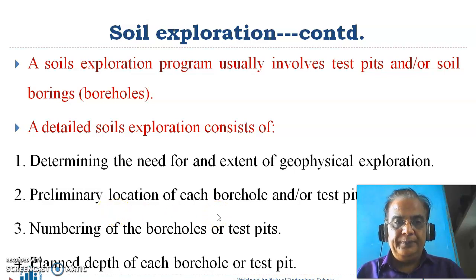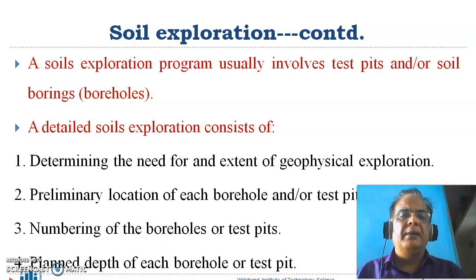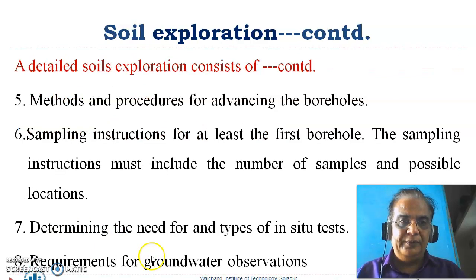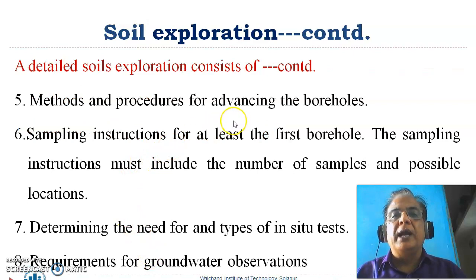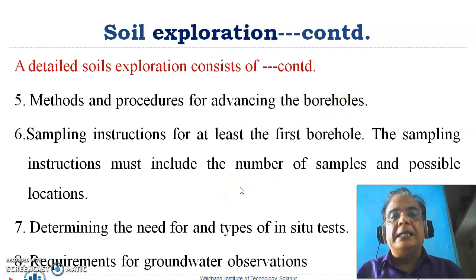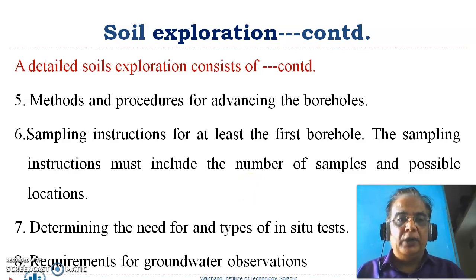This is also important. Location of borehole. Then numbering of the boreholes or test pits. So you should give numbers to each borehole because there are number of boreholes or test pits. Then plan the depth of each borehole or test pit. So you should decide beforehand what should be the depth of borehole. Then methods and procedures for advancing the boreholes. So methodology which you are going to employ for taking boreholes. Then sampling instructions for at least first borehole. So you should give sampling instructions which will include number of samples and possible locations, etc.